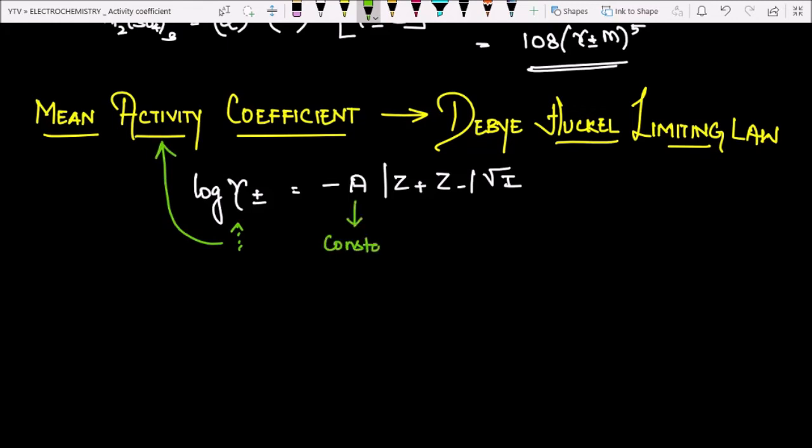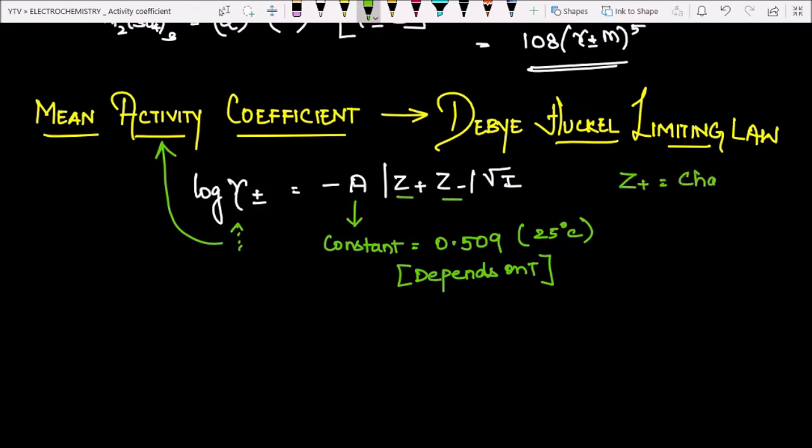Now A is a constant, and its value is equal to 0.509. One more thing is it depends on temperature. If the temperature is 25 degrees Celsius, that is 298 Kelvin, then only you can put it as 0.509. And Z plus Z minus: Z plus is nothing but the charge of the cation. Similarly, Z minus is equal to the charge of the anion.